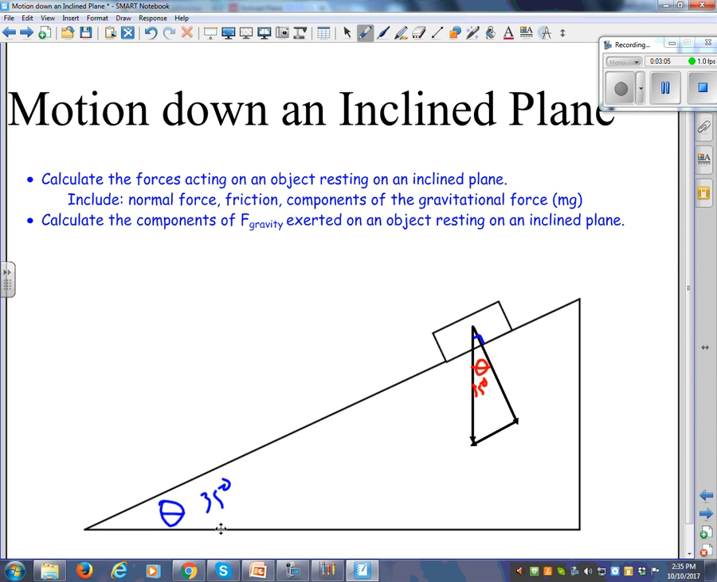So straight down, which is through the middle of the book, and then perpendicular. Would that be 10 degrees as well? Yes, it would, right? That angle there changes as the blue one changes.